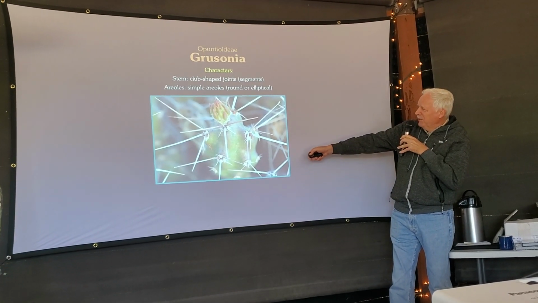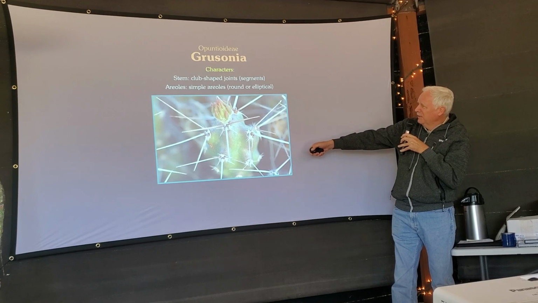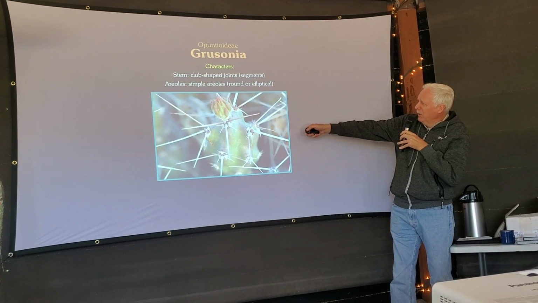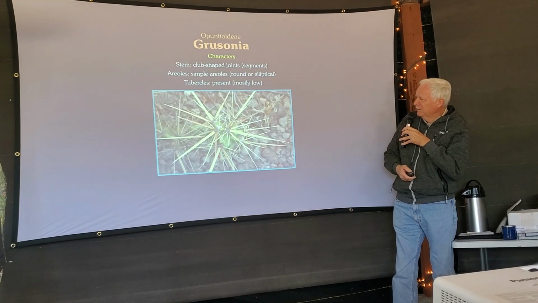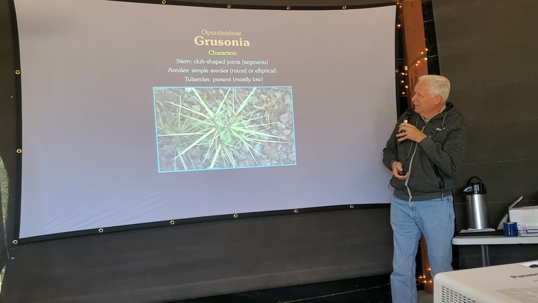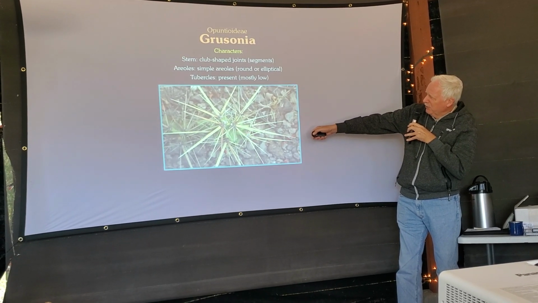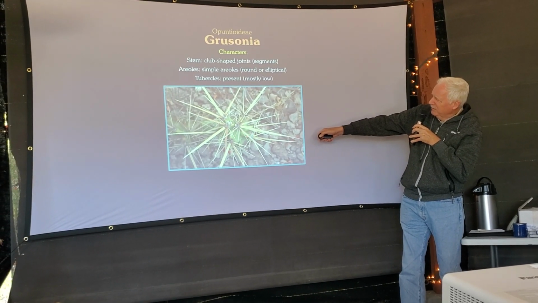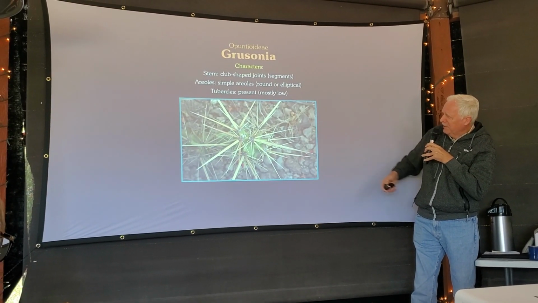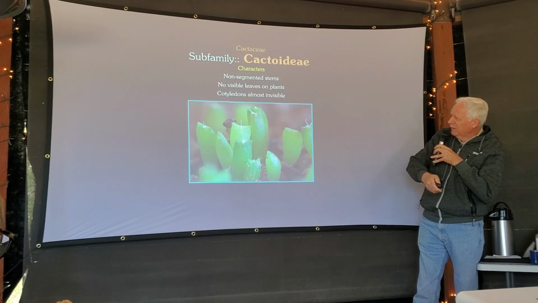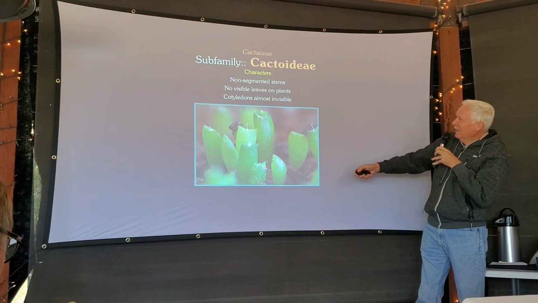But for the rest, it's kind of similar. They have round areoles, flowers in the upper part of the areole. Tubercles, they have tubercles. You see here the extension from the stem, and on top we have the spines, the areole. Sorry, the areole. Okay.